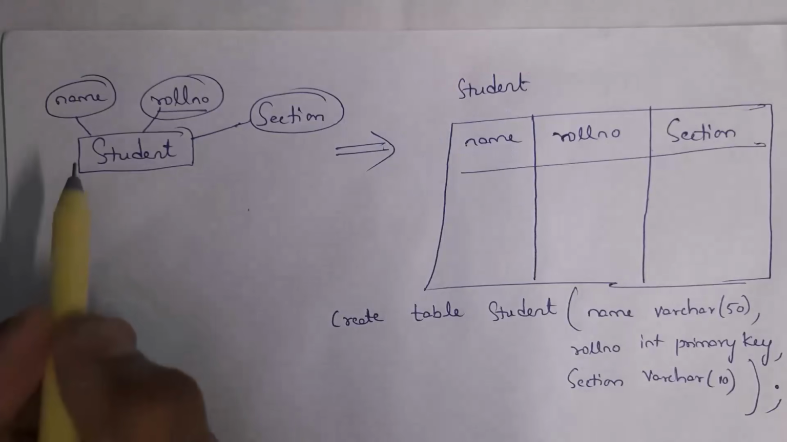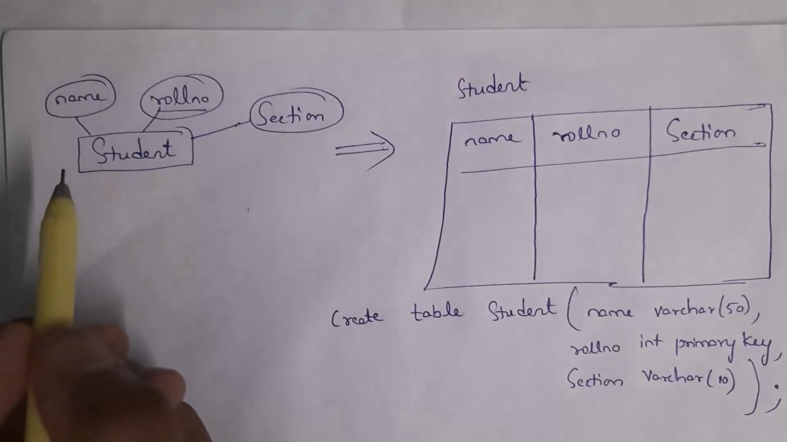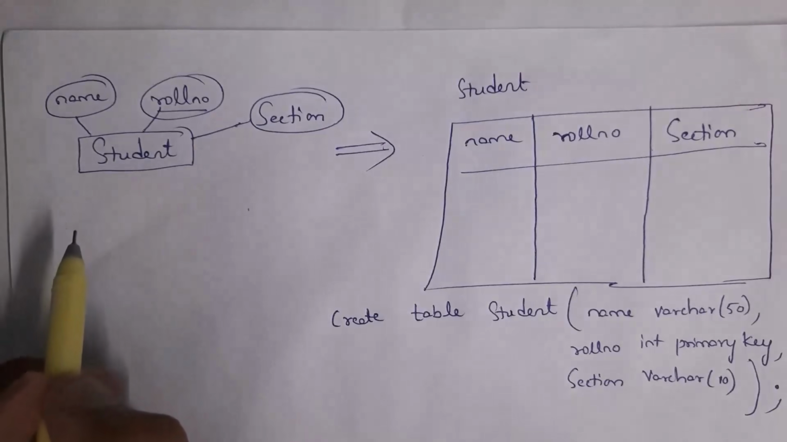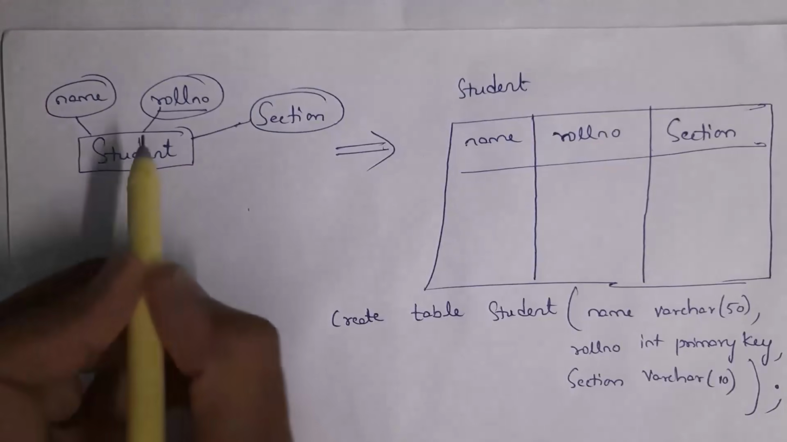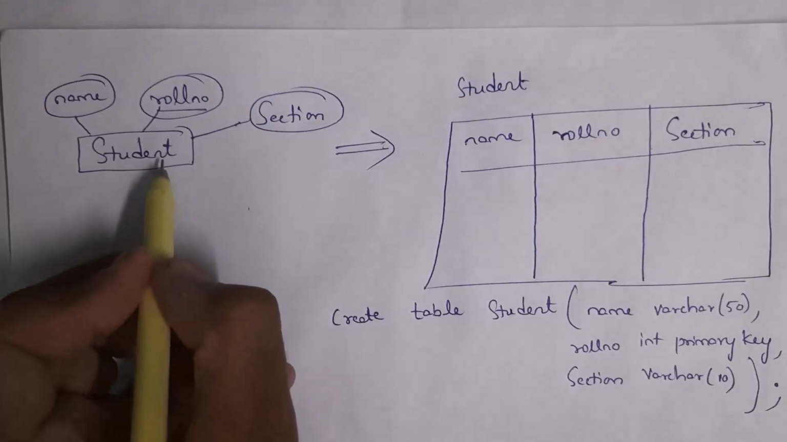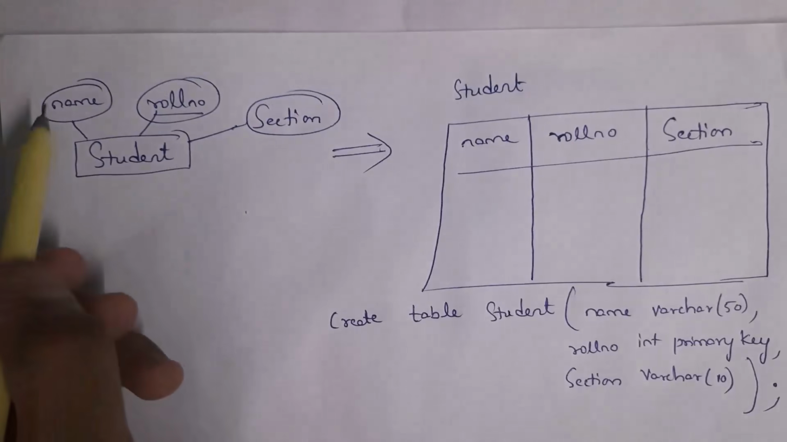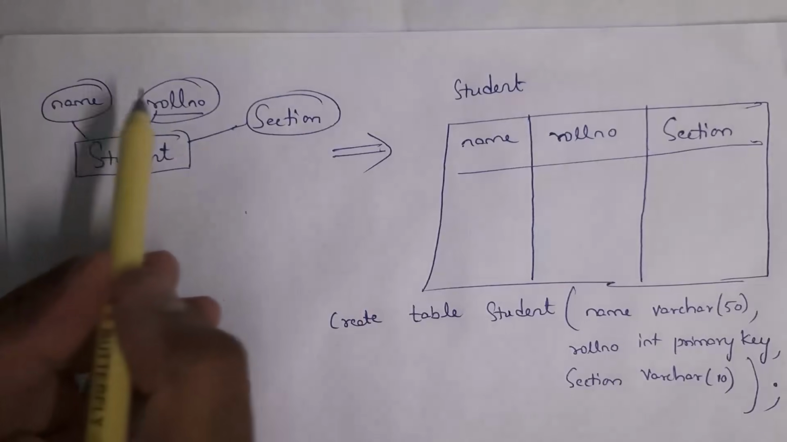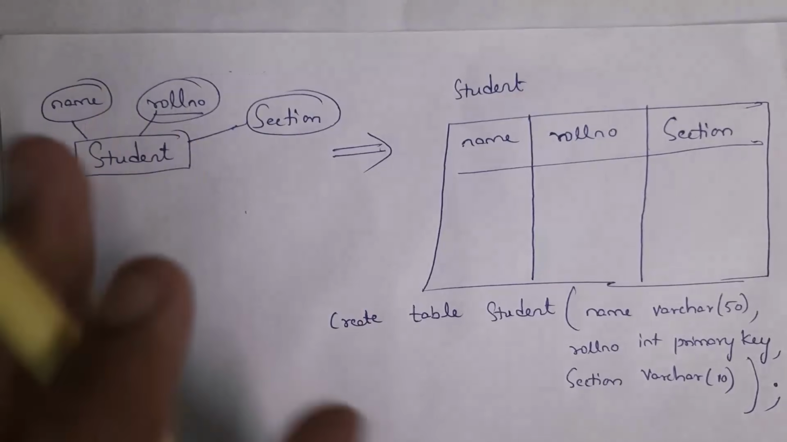For example, this is a simple ER diagram. In an ER diagram, an entity is nothing but a table name, and we represent an entity in a rectangle. So inside the rectangle, I wrote student. We consider this student as the table name. The student is an entity, whereas name, rule number and section we call attributes, and we represent attributes in an ellipse. These attributes are nothing but column names.